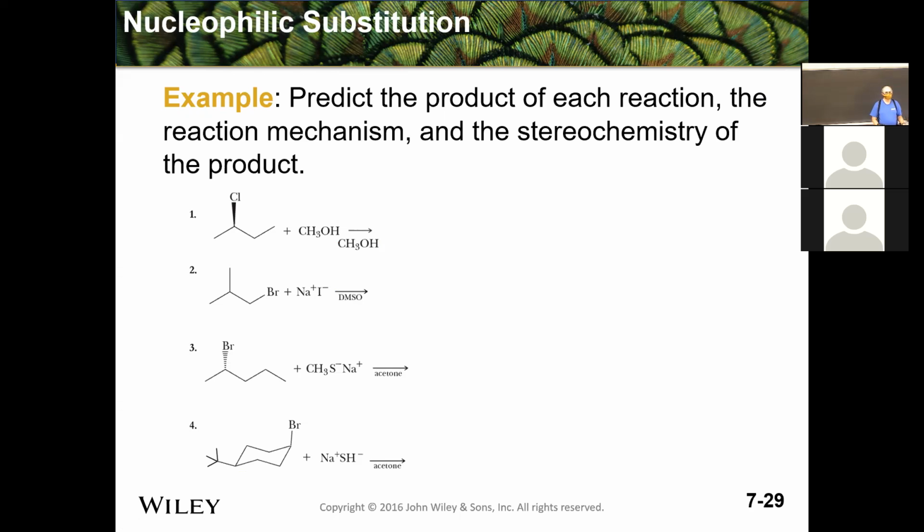Okay, so secondary could go either way, SN1 or SN2, but we've got some other factors. We've got a weak nucleophile, we've got a protic solvent, okay? And so which one of the mechanisms is more likely? Okay, secondary halide, weak nucleophile, protic solvent. Is it SN1 or SN2? SN1 is correct, yes.